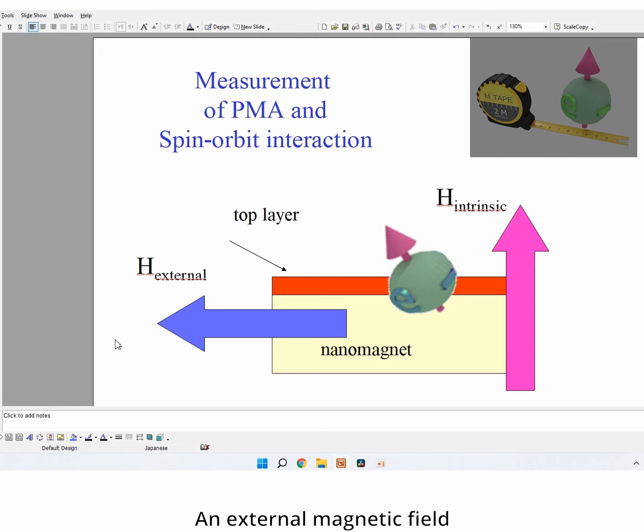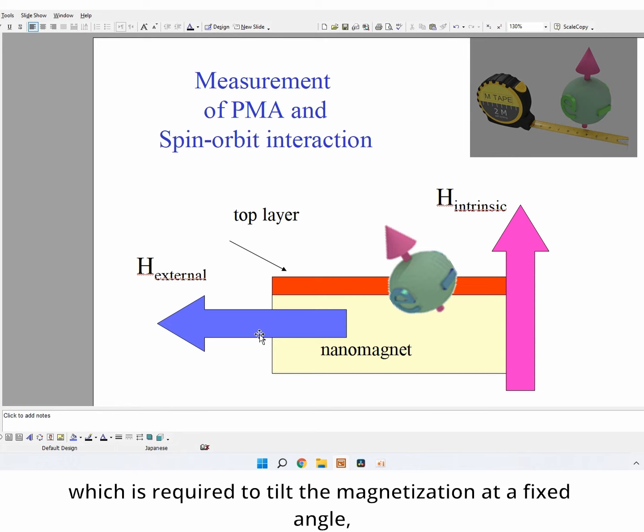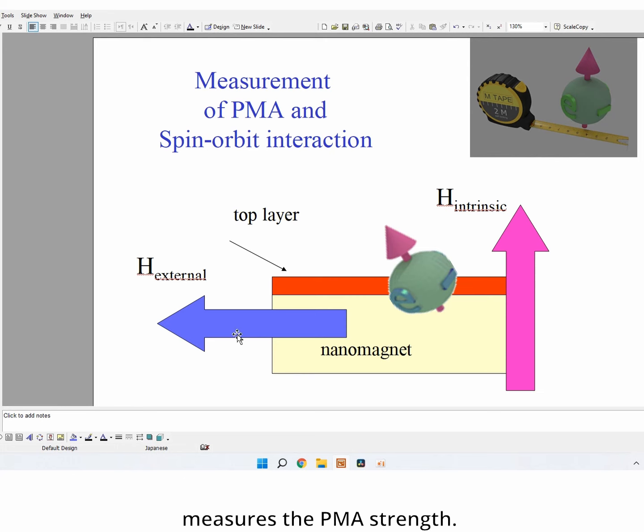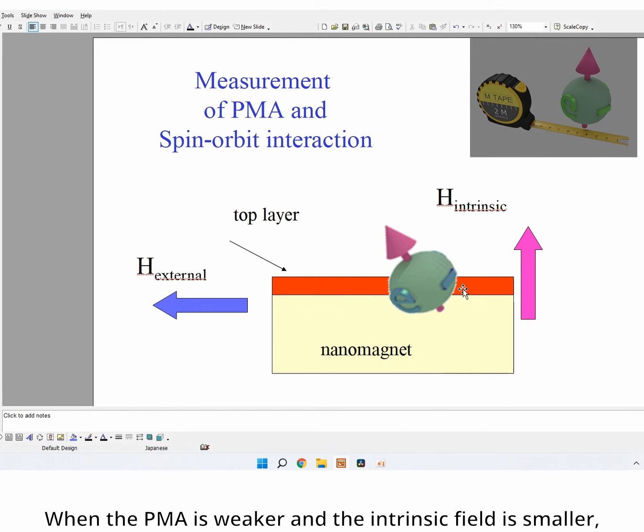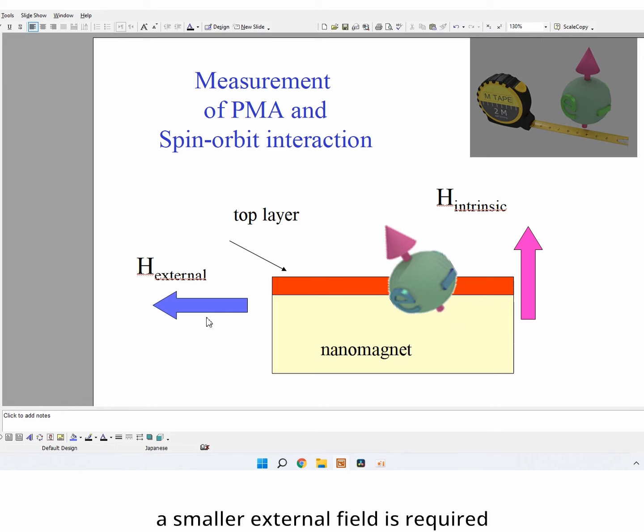An external magnetic field is applied perpendicular to the z-axis. The strength of external magnetic field, which is required to tilt the magnetization at fixed angle, measures the PMA strength. When the PMA is stronger and therefore intrinsic field is larger, a larger external field is required to tilt the magnetization. When the PMA is weaker and the intrinsic field is smaller, a smaller external field is required to tilt the magnetization at the same angle.